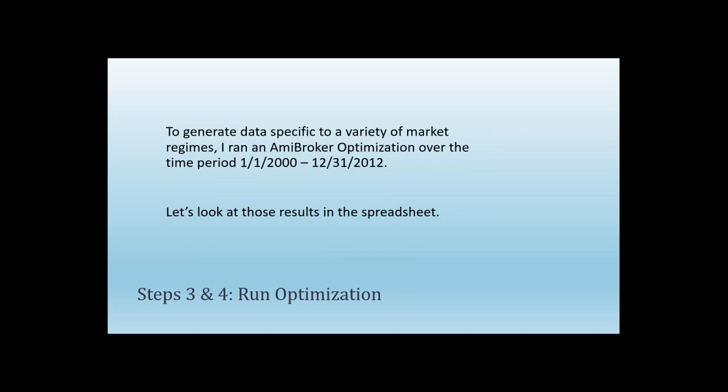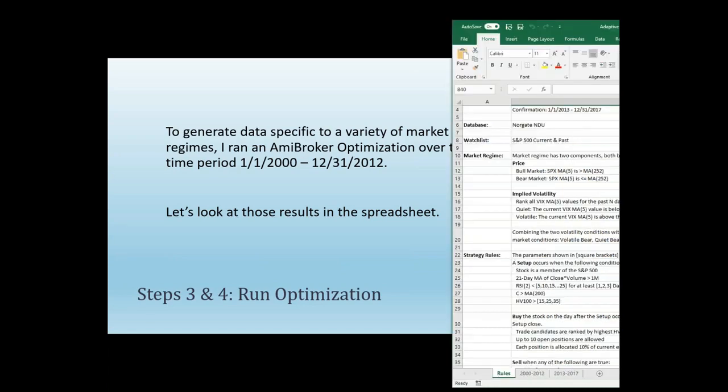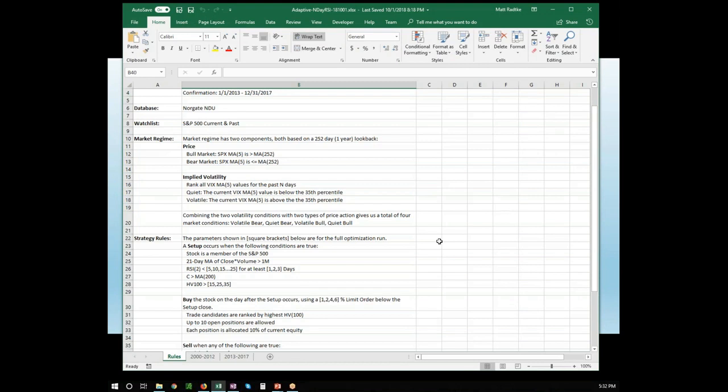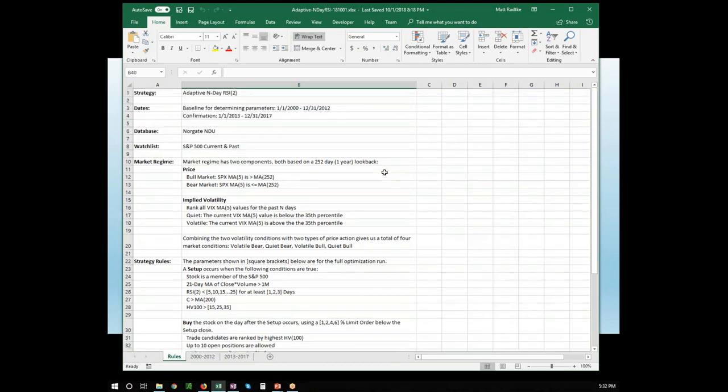All right, so in order to generate the data that we want to look at for each of the market regimes, I coded up this strategy and I ran an AmiBroker optimization, and I used the date range January 1st, 2000 through December 31st, 2012. And we are going to take a look at those in a spreadsheet, if I can. Let's see. Okay, so can you guys see my Excel spreadsheet? Yes, it's fine. Okay, great.